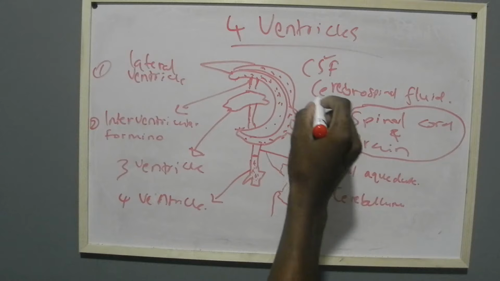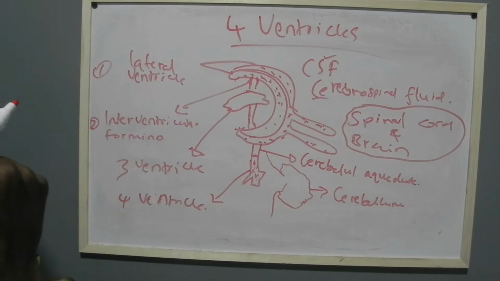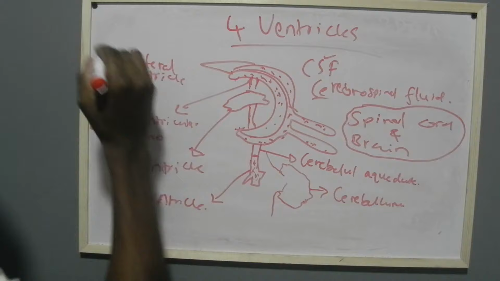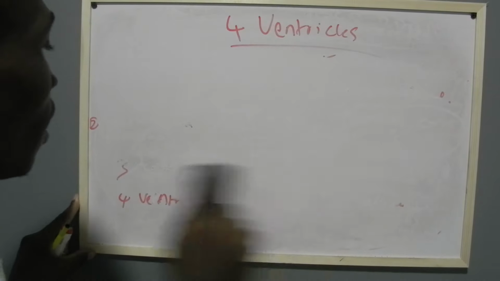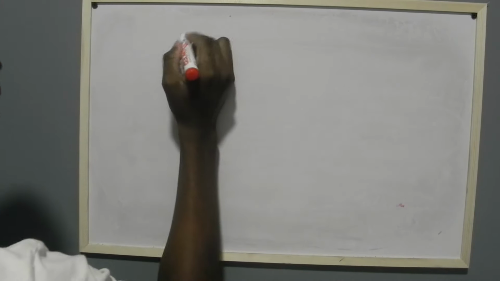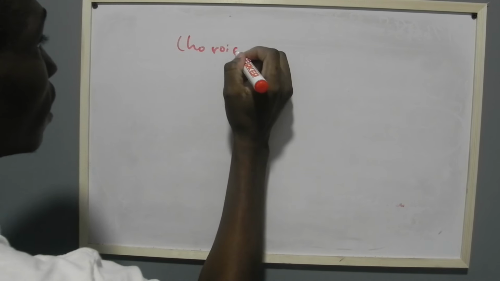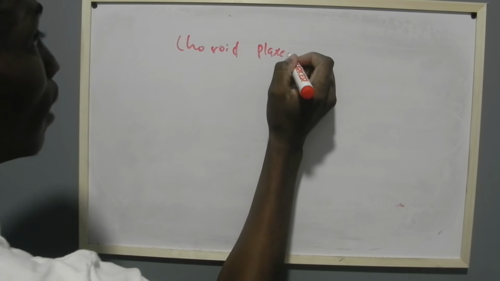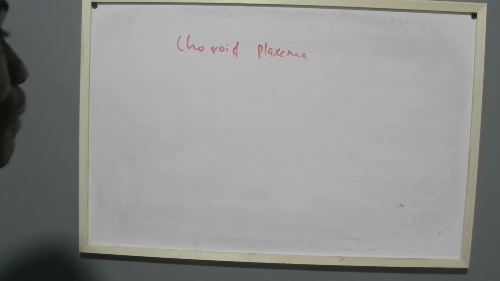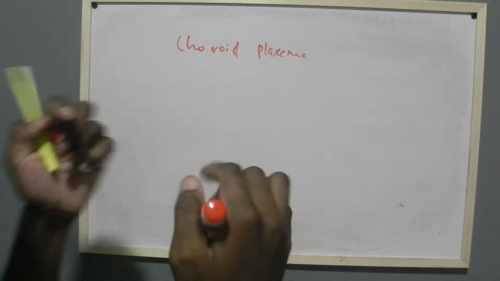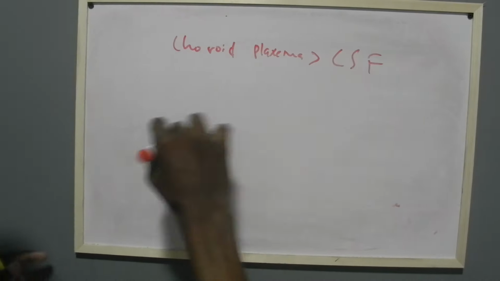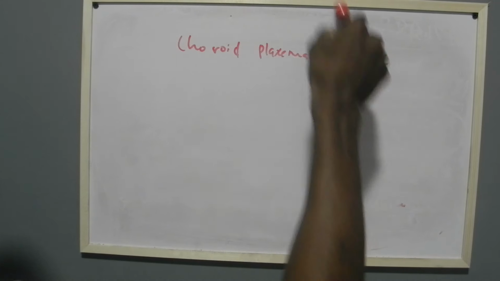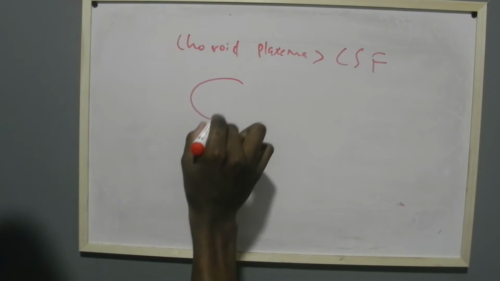So there is something that is called the choroid plexus. Let me wrap here. Oh, I'm sorry, I wiped the diagram, but there is something that is called the choroid plexus. This is the one that is able to generate that CSF, the cerebrospinal fluid, which protects inside the brain and surrounds the brain.